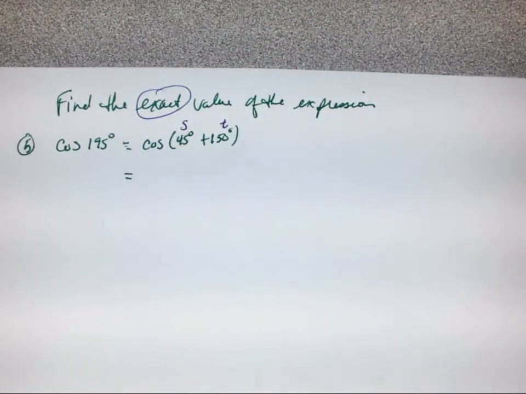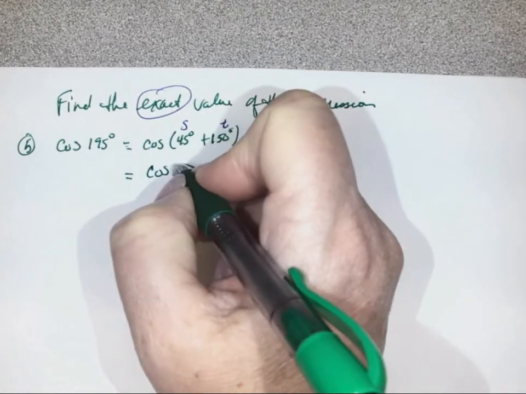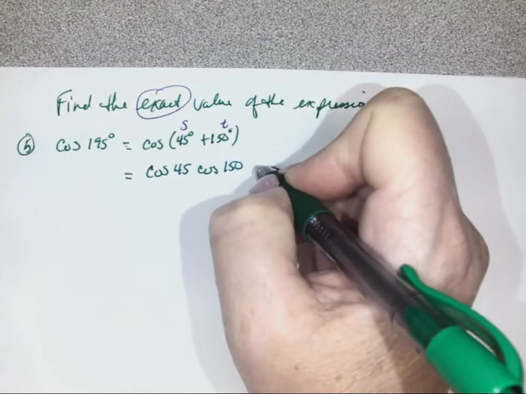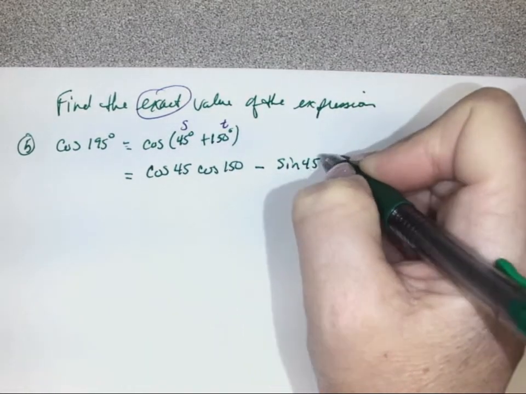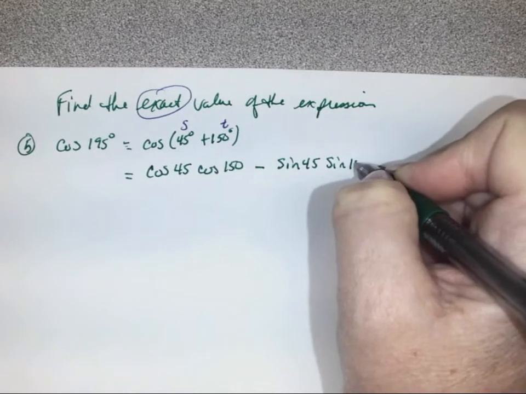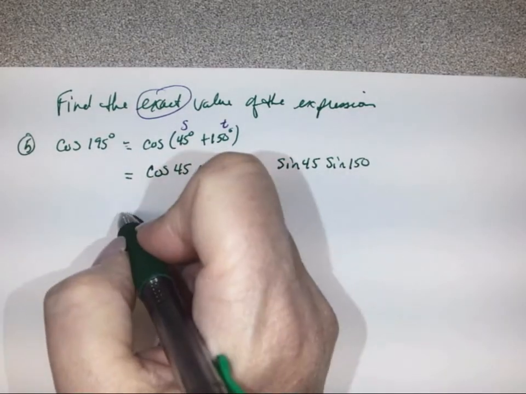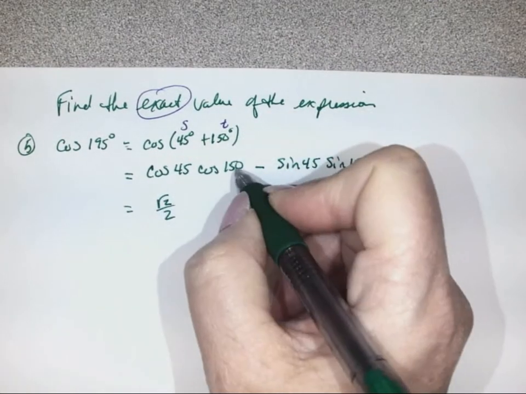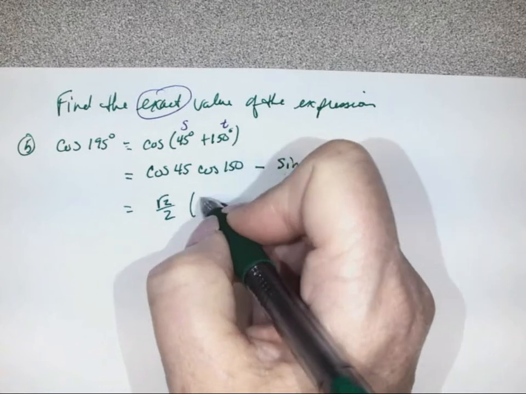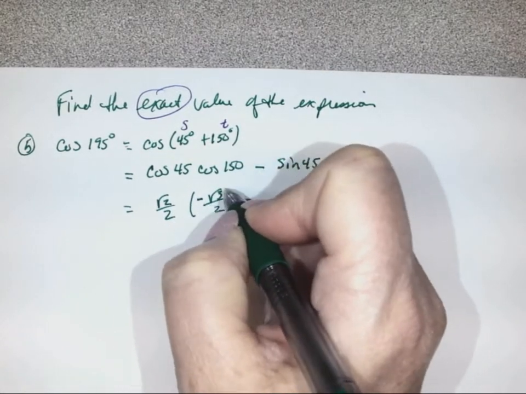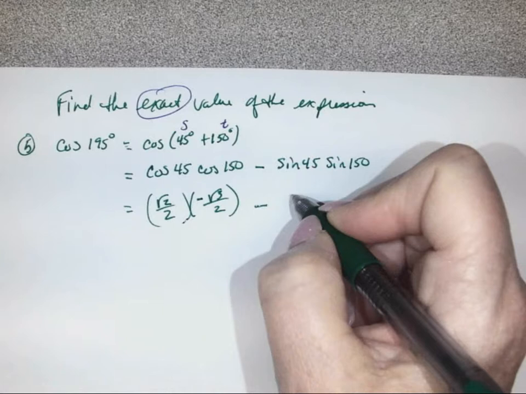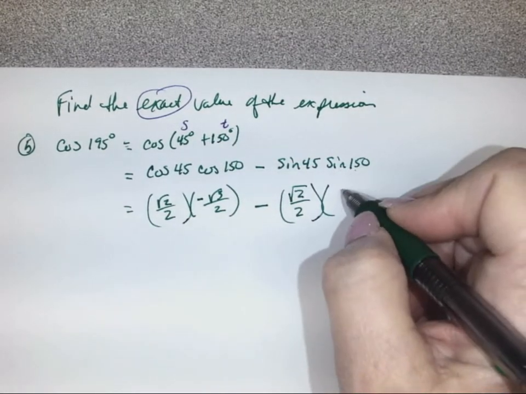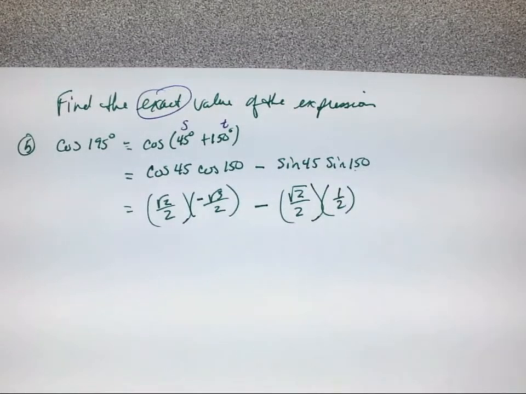So using that addition formula for cosine, we will get the cosine of s times the cosine of t minus the sine of s times the sine of t. And now we can use the exact values. The cosine of 45 degrees will get us the square root of 2 over 2. The cosine of 150 is negative the square root of 3 over 2, minus the sine of 45, square root of 2 over 2, times the sine of 150, which will be positive 1/2.